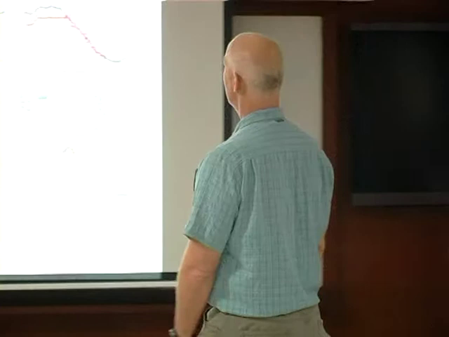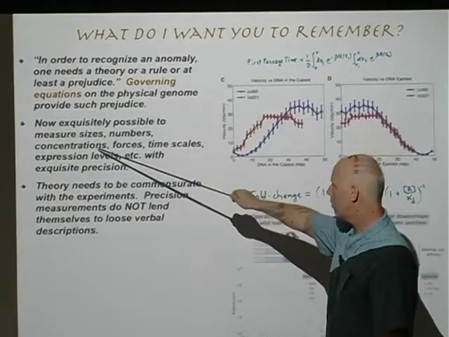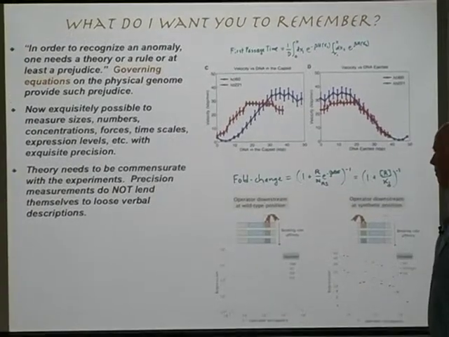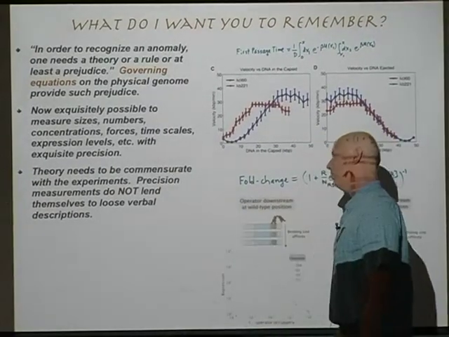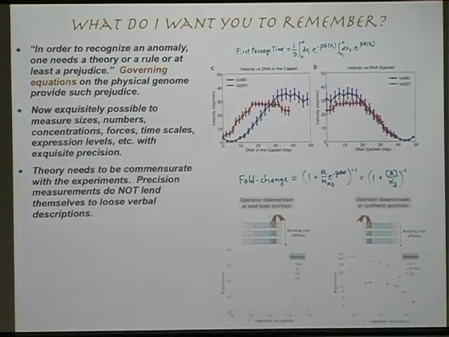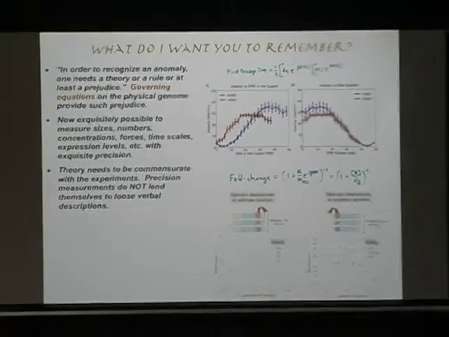So what do I want you to remember from all this, besides that you're happy that I'm done? I guess it's now exquisitely possible to measure sizes, numbers, concentrations, forces, timescales, expression levels, blah, blah, blah, with exquisite precision. Theory needs to be commensurate with the experiments. Precision measurements do not lend themselves to loose verbal descriptions. So if somebody's going to go to all the trouble to make a careful measurement, I'm sorry, I'm going to just say it again: I'm not accepting of the idea that biologists already know that transcription factors are titrated, or that astronomers already know that the Earth goes around the sun.